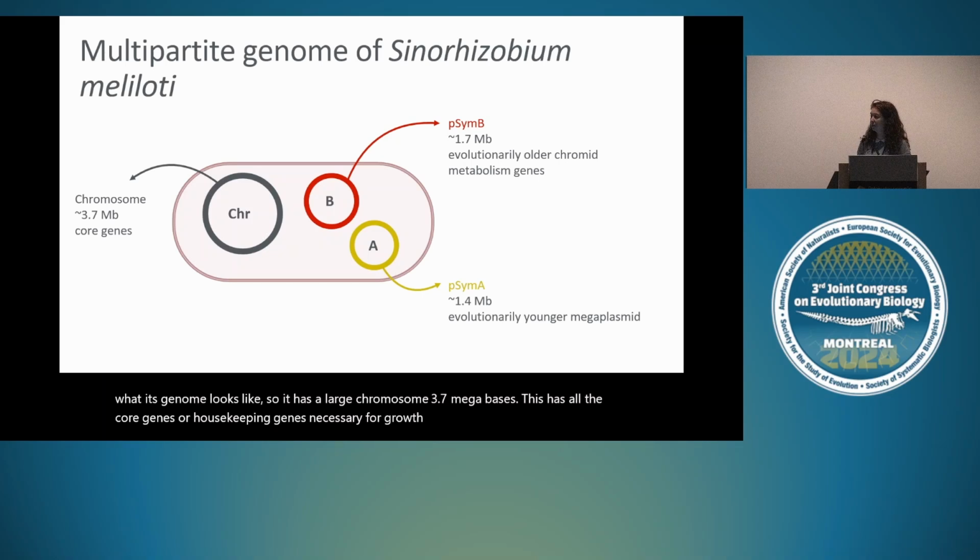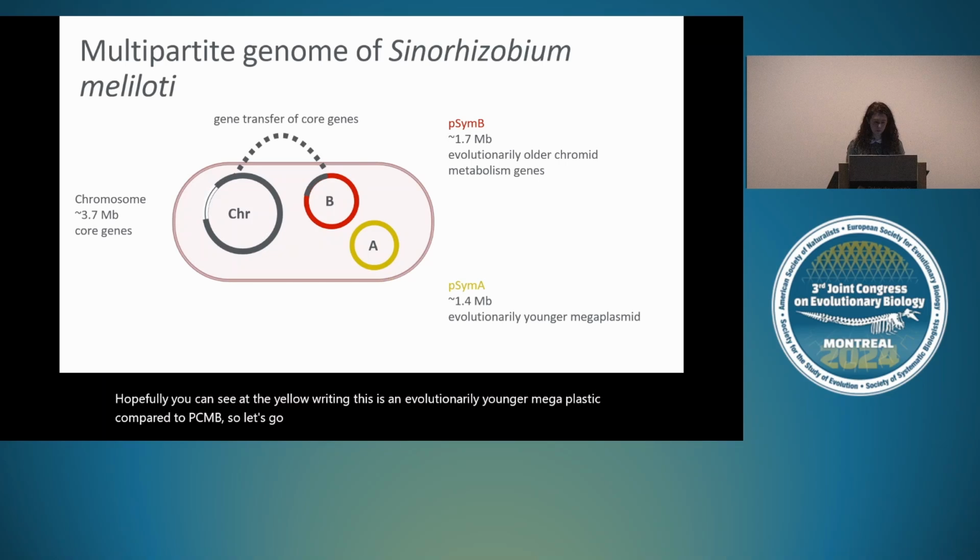And then it has a pSymB chromid. This is an evolutionarily older chromid. Another key feature of it is that it has some diverse metabolism genes on it. And then finally, the smallest component is this pSymA. Hopefully you can see the yellow writing. This is an evolutionarily younger megaplasmid compared to pSymB. So let's go through these components.